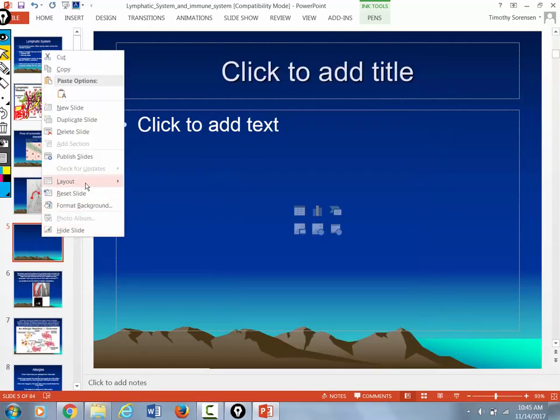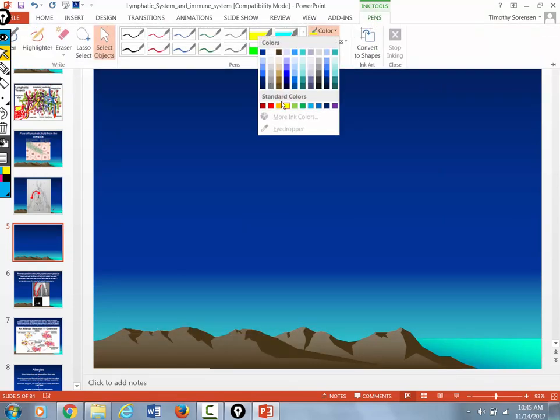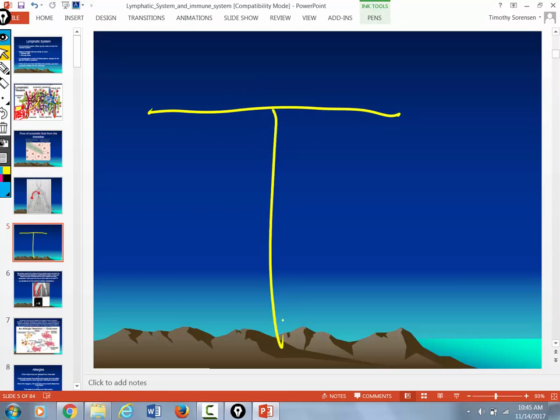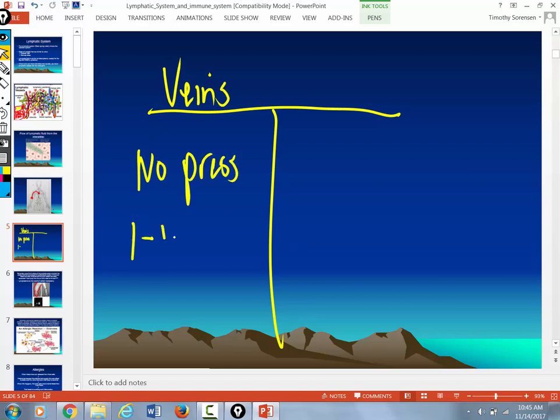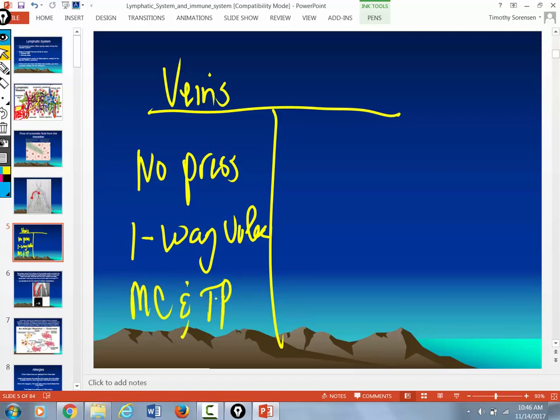If you were to compare lymph vessels to arteries or veins, lymph vessels are more like what? Veins or arteries? Veins. Tell me about veins. No pressure. One-way valves. How does venous blood get back to your heart if there's no pressure? Muscle contraction and the thoracic pump. And where does all venous blood get dumped into? Right atrium.